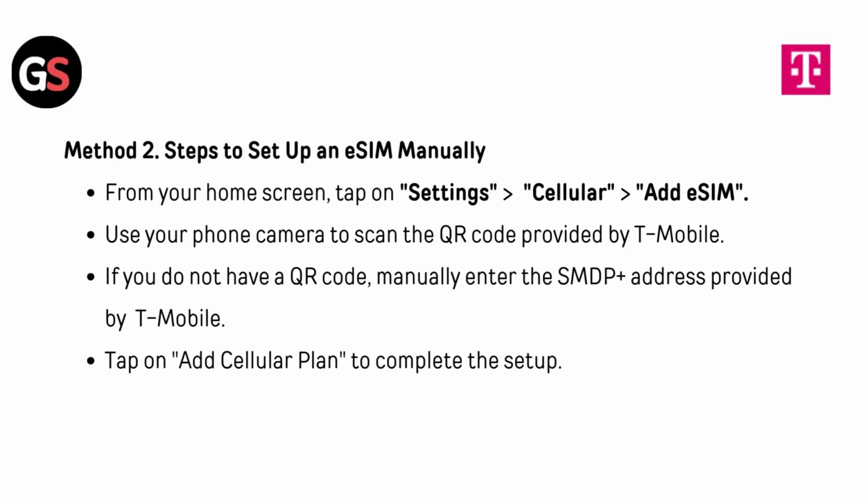Method 2. Steps to set up an eSIM manually. From your home screen, tap on Settings, then go to Cellular and tap on Add eSIM. Use your phone camera to scan the QR code provided by T-Mobile. If you do not have a QR code, manually enter the SM-DP+ address provided by T-Mobile. Tap on Add Cellular Plan to complete the setup.